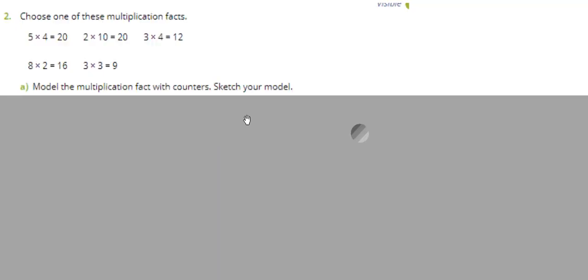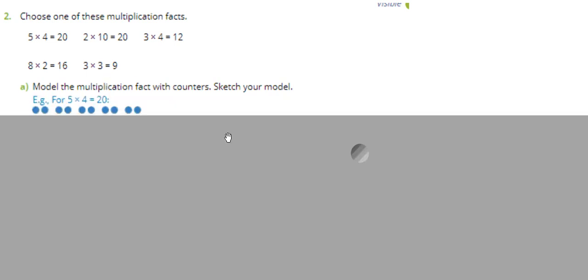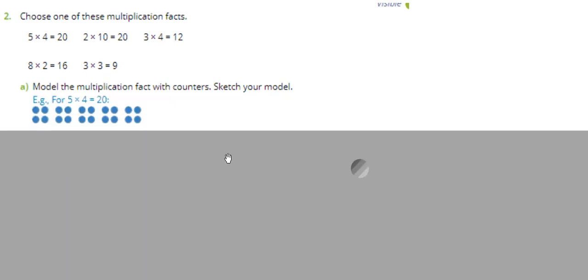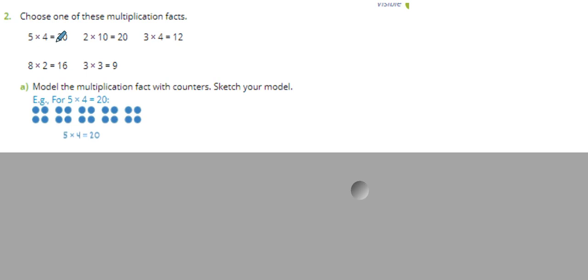Okay, so this question says choose one of these multiplication facts, and you're going to have an activity like this today. That's why I'm showing you up here. Just like in school, what I show you on screen is almost always exactly the same kind of question you're going to get in your daily work. So you're going to be asked to choose one of these multiplication facts and model it with counters. So let's suppose I chose 5 times 4 equals 20, and here's how I modeled it.